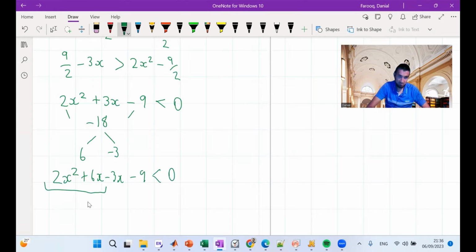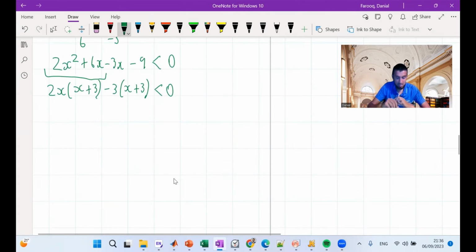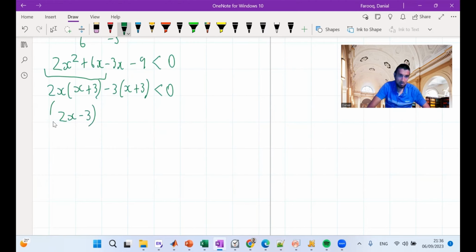You can factorize these first two. That will be 2x, the biggest thing that goes into both of them. x plus 3, and then we're going to minus 3. x plus 3 is less than 0. And then we can write this as 2x minus 3, x plus 3 is less than 0. And this means the solutions are x equals minus 3, with minus 3 there would give us 0, and x equals 3 over 2.